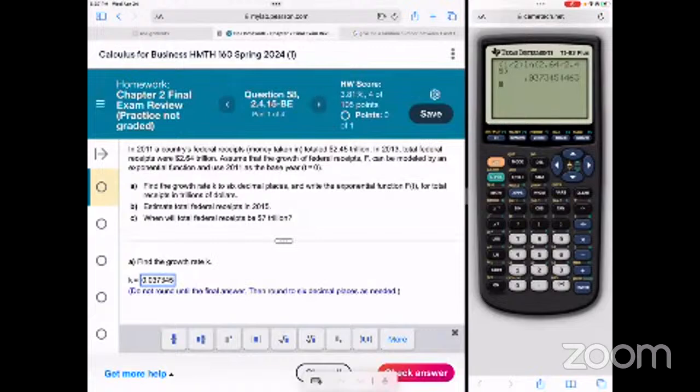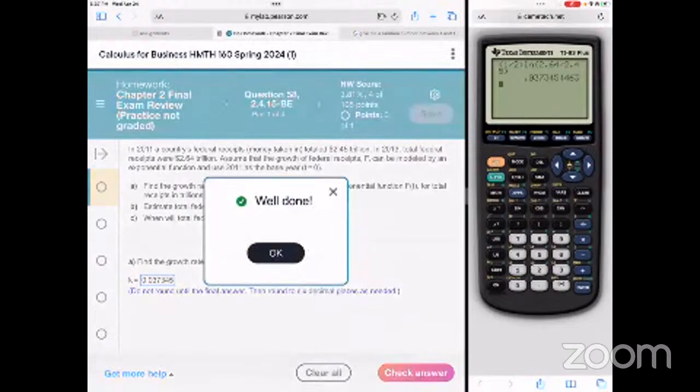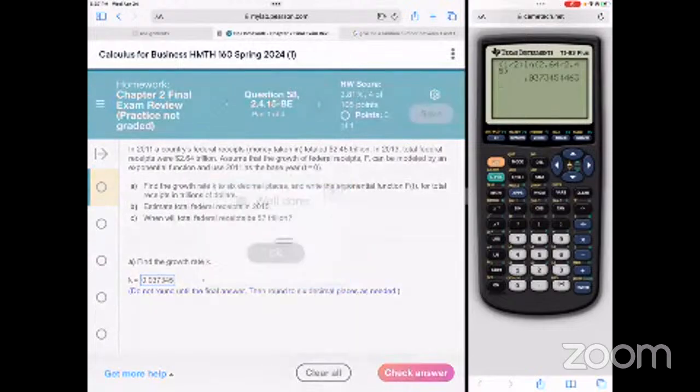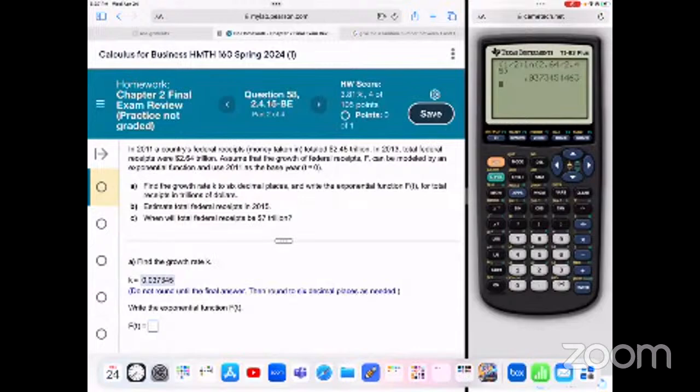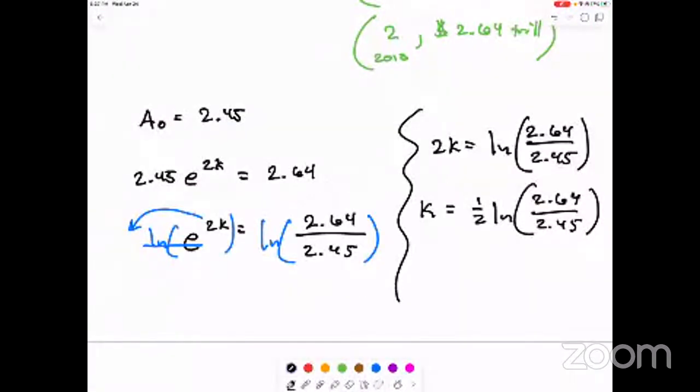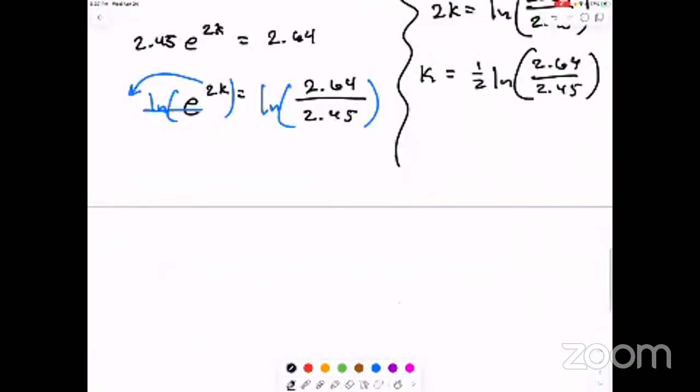Estimate the total federal receipts in 2015. Okay, so essentially we can create a model, right? In general, the future amount is going to be A naught times E to the KT. So then, here, let me get the model. Starting amount, A naught is 2.45 times E, the rate.